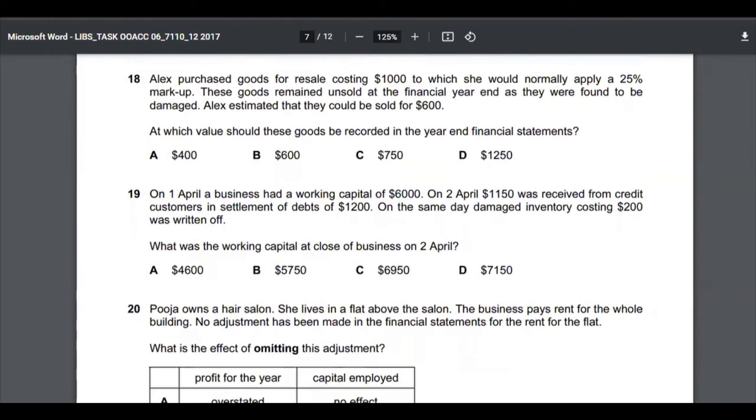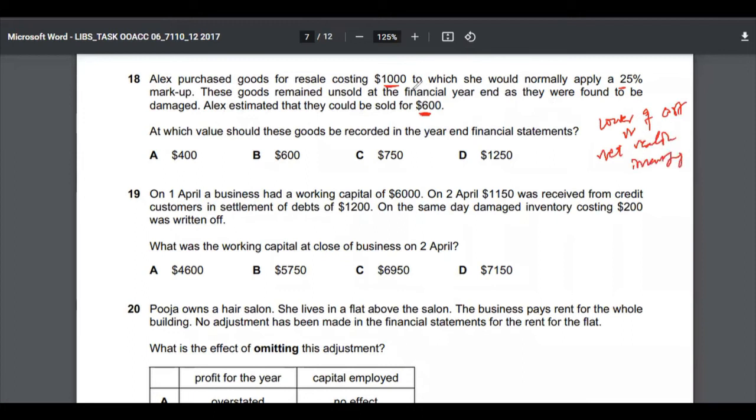Multiple choice 18 is basically saying Alex purchased goods for resale costing $1,000, to which he should have normally applied a 25% markup. These goods remained unsold at the financial year end as they were found to be damaged. Alex estimated that they could be sold for $600. At which value should these goods be reported in the year end financial statements? It's following the principle, if you remember, lower of cost or net realizable value for inventory.